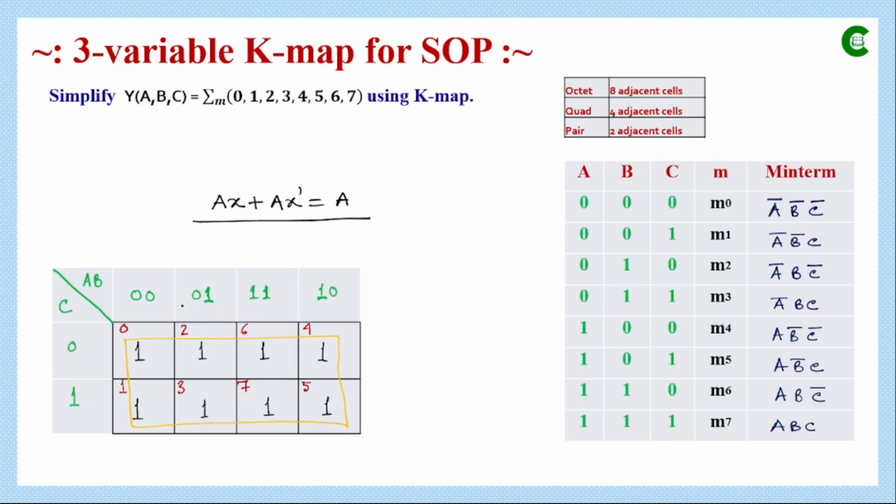Or we can think this way also: between these two cells A remains the same and that value is 0, so A bar, and B is changing value, so B will be eliminated from these two cells.